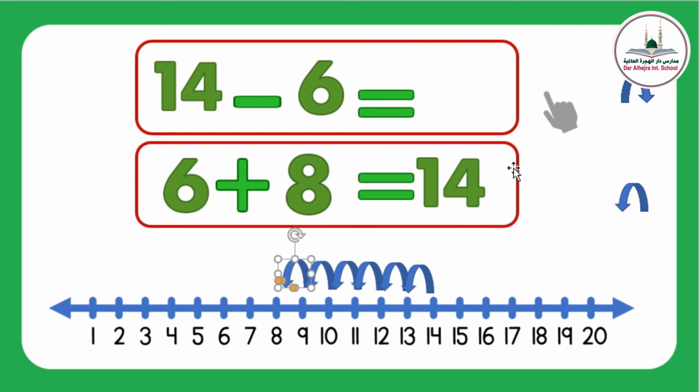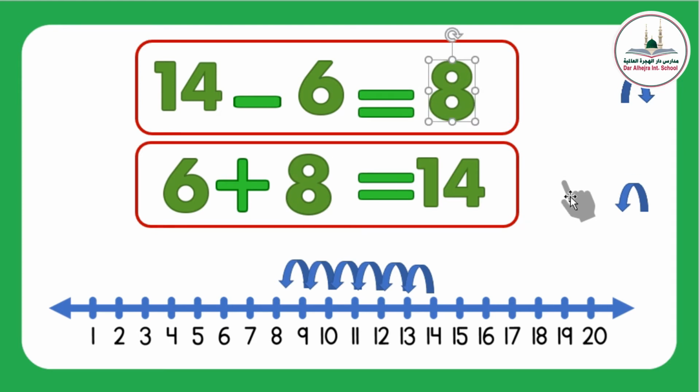Let's see, where have I reached? I have reached number 8. So this is the number 8 here. So that means either I do it this way with a minus equation or turn it into a plus equation, the answer remains the same. We add 6 to 8 to get 14, or if we remove 6 from 14, we get 8.